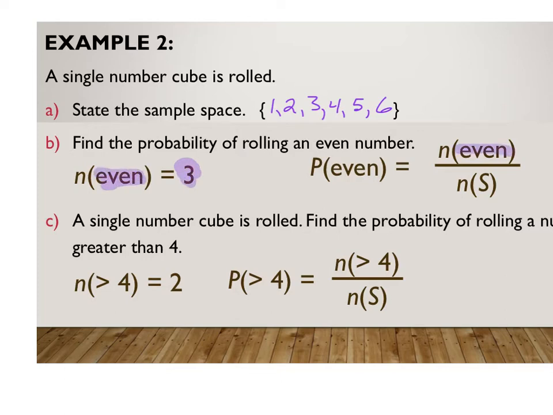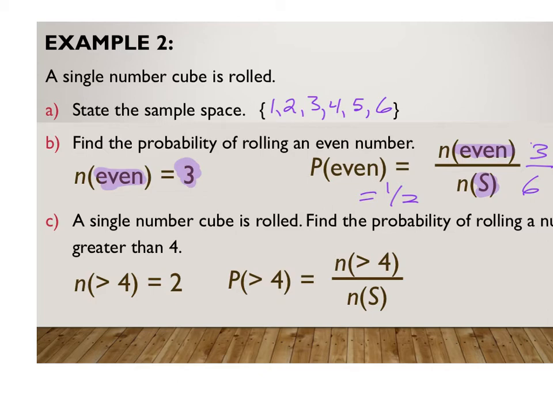So the probability is the evens over the total, right? So, as you can see, that's going to be 3 over 6, or 1/2. A single number cube is rolled. Find the probability of rolling a number greater than 4.